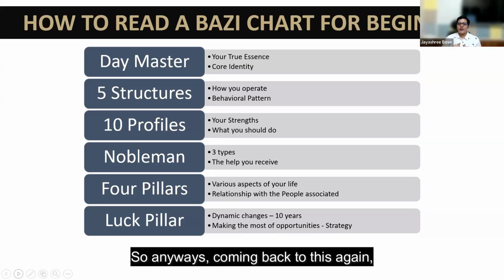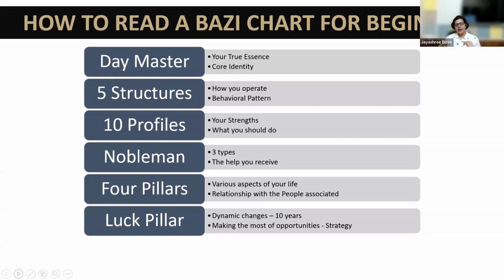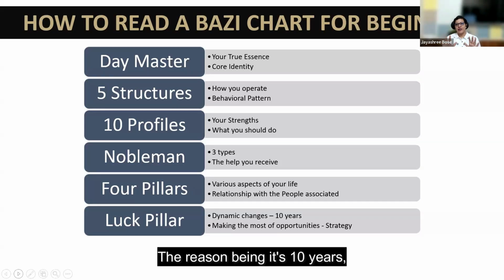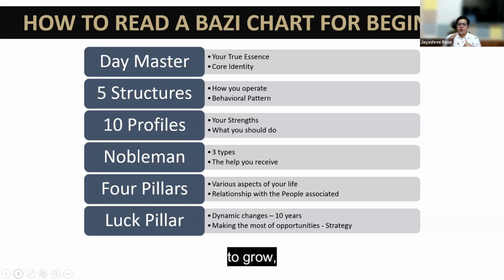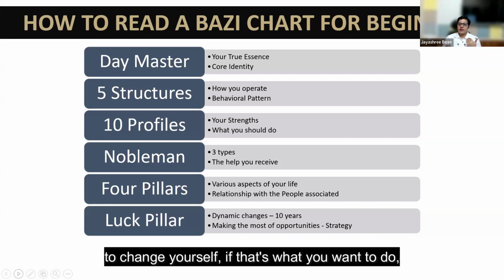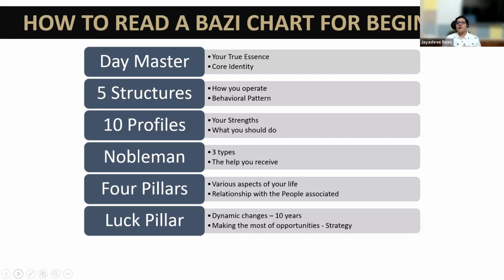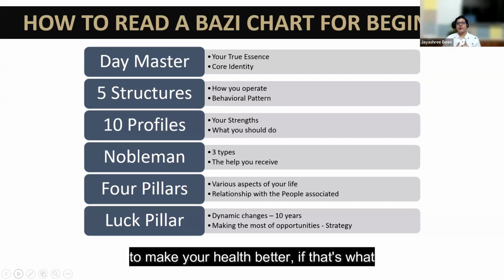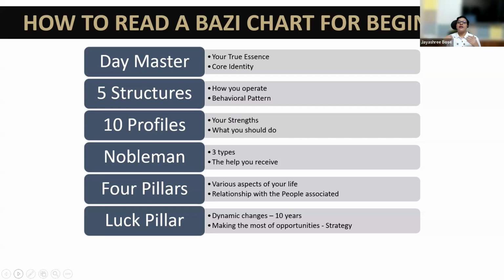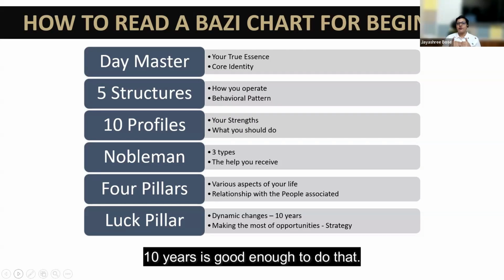So, coming back to this again, making the most of opportunities: you base your strategy on your luck pillar. The reason being, it's 10 years. 10 years is long enough to grow and scale any business, to change yourself if that's what you want to do, to make your health better, or to improve your relationship if that's what you want to achieve. So 10 years is good enough to do that.